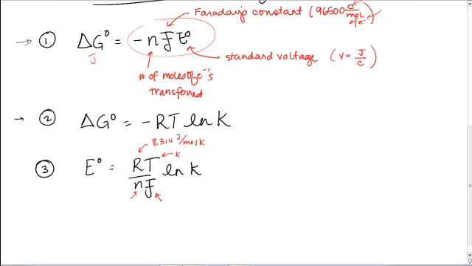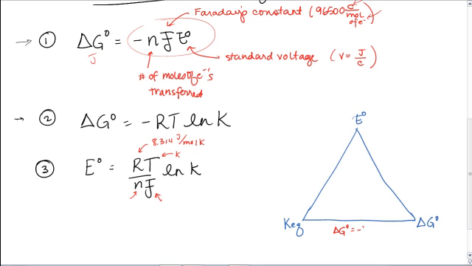Here's why this becomes helpful. I'm going to draw this little triangle here. These are the 3 equations that allow us to move between KEQ, standard voltage, and Gibbs free energy. If you have one of those, you can figure out either one of the other 2. We've already done this one here, KEQ and delta G. You can use the equation delta G is equal to negative RT natural log K to move between delta G and KEQ. The first equation that I gave you helps you go between delta G and E naught, and that's delta G naught is equal to negative nFE naught.